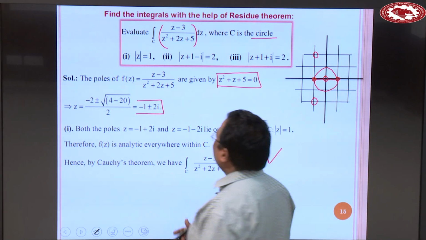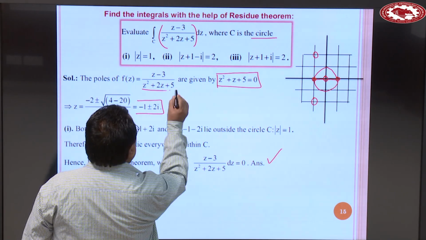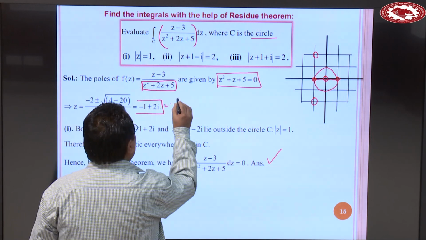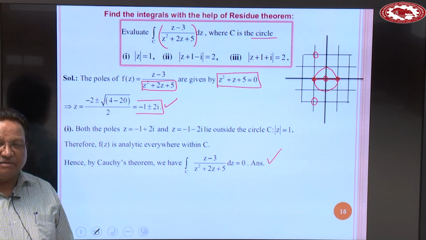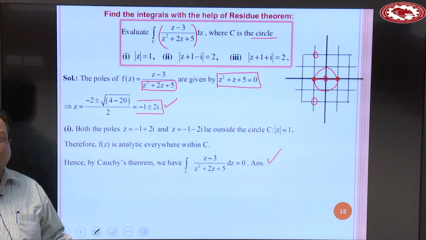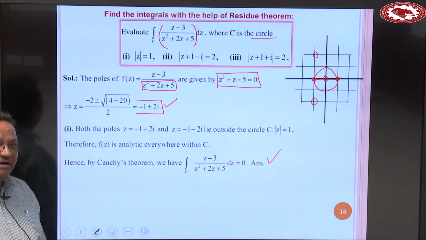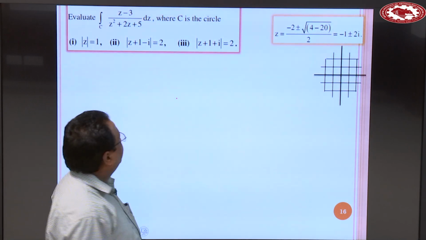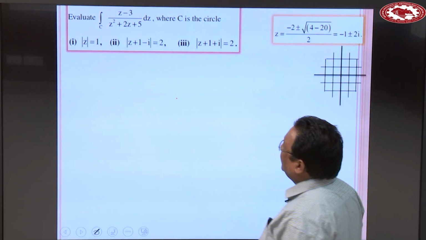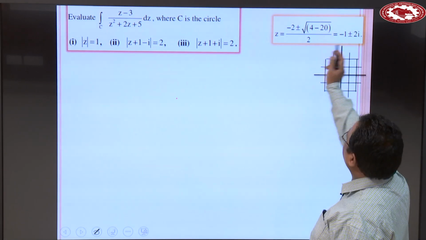ओके, तो यहां पर इंपॉर्टेंट पॉइंट क्या है? इंपॉर्टेंट पॉइंट ये है कि इसके ये जो डिनोमिनेटर है इसमें दो सिंगुलरिटीज आ रही हैं, बट बाय चांस क्या हो रहा है कि ये दोनों सिंगुलरिटीज बाहर है. क्लियर? तो बाहर है तो आप डायरेक्टली कॉची थ्योरम अप्लाई कर सकते हो, राइट? नाउ इन सेकंड प्रॉब्लम z is equal to we have this.